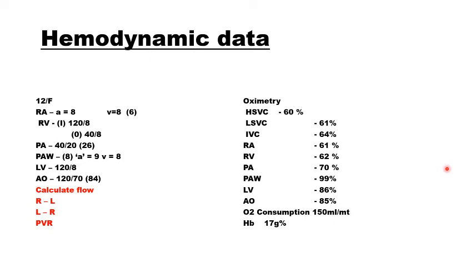So, in a patient with tetralogy of Fallot, what is the gradient, mild, moderate, severe?